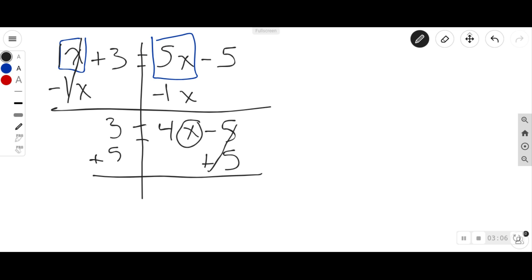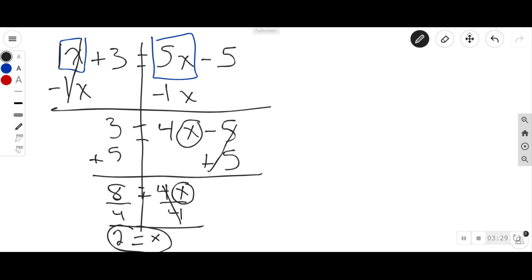That leaves us with 3 plus 5 gives us an 8 equals 4x. Then I'm going to divide to get rid of that 4. Remember, in many problems, division is the last step. So that means that we're going to have an x equals 8 divided by 4 is 2.